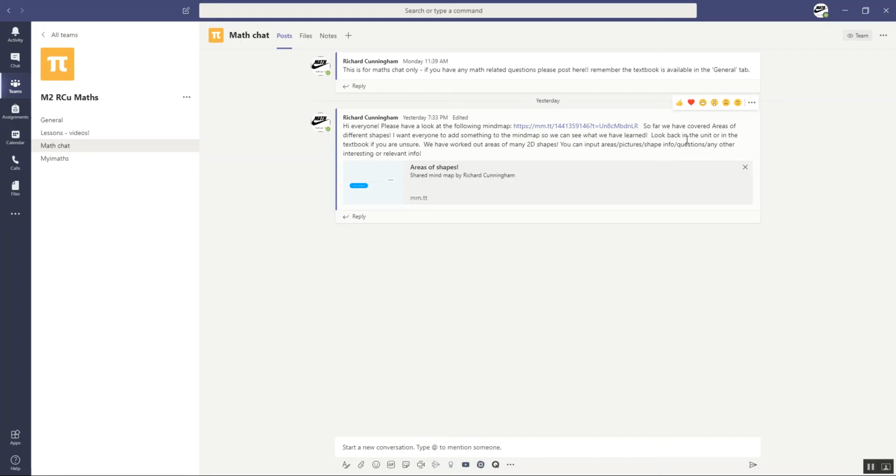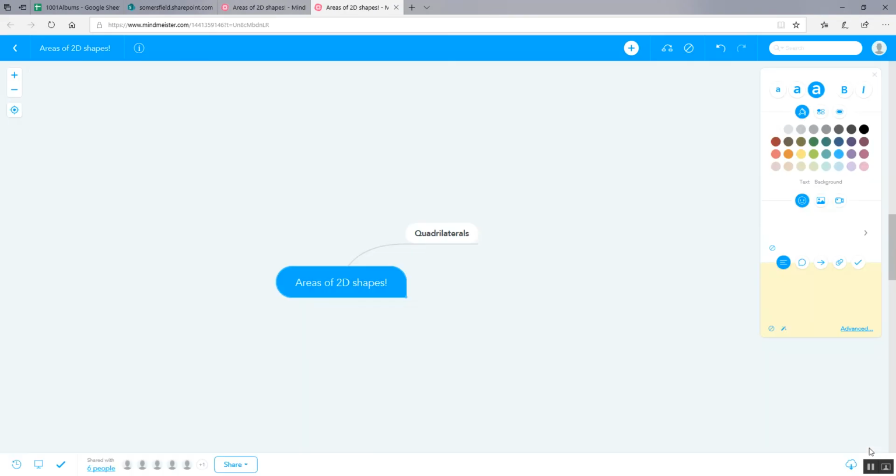So you can look back in the unit or in the textbook if you're unsure. Okay, so we got lots of formulas for different shapes. We've worked out areas of many 2D shapes. You can input the areas, pictures, shapes, questions, any other interesting or relevant info, okay? So if you can please have a look at that now and see if we can add stuff to it. I'm not sure how it's going to work because I've not used this type before, but if you could play about with it and let's see what information we can get added to it, okay?